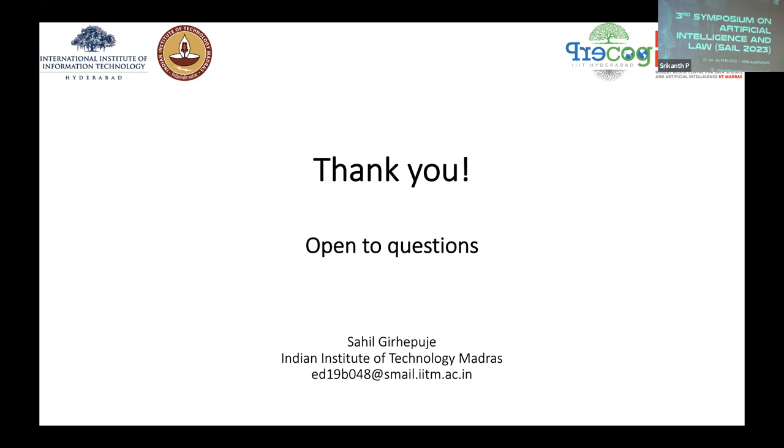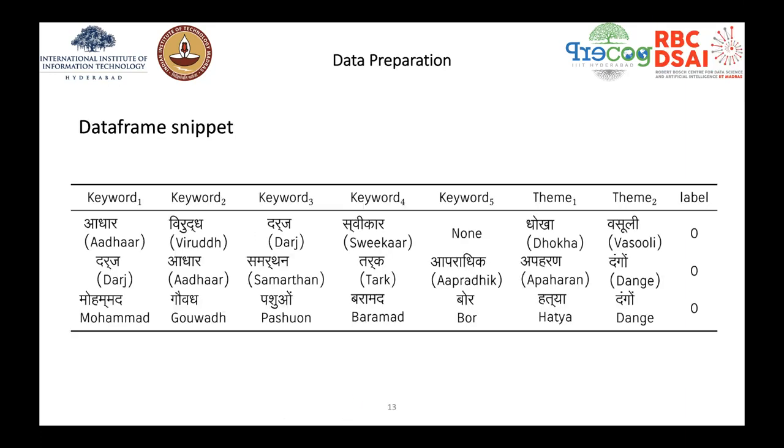So Sahil, can you please explain a bit on how you go ahead with the replacement? So any name for one religion that you find, you replace it by a name from another religion. Is that how you do it? Yes, exactly. So if I look at my data frame snippet, if I look at the third case, the first keyword is Muhammad, the second is Gower, then all these words.